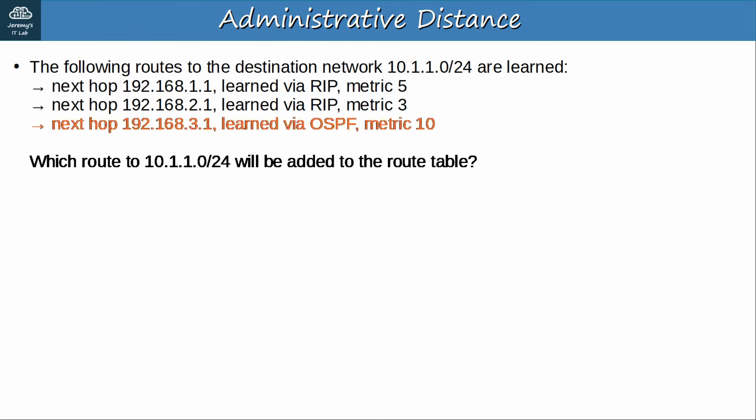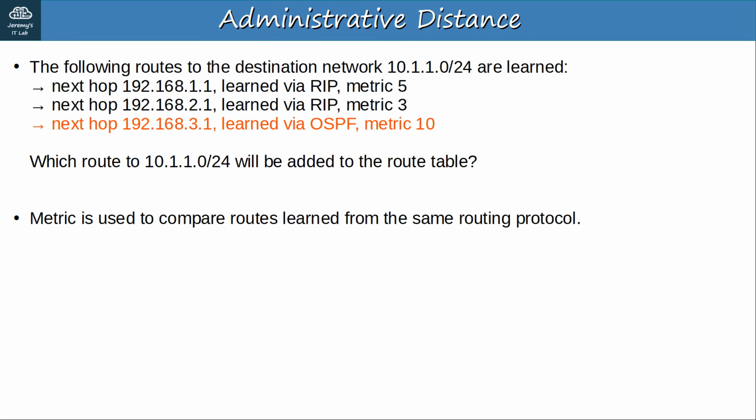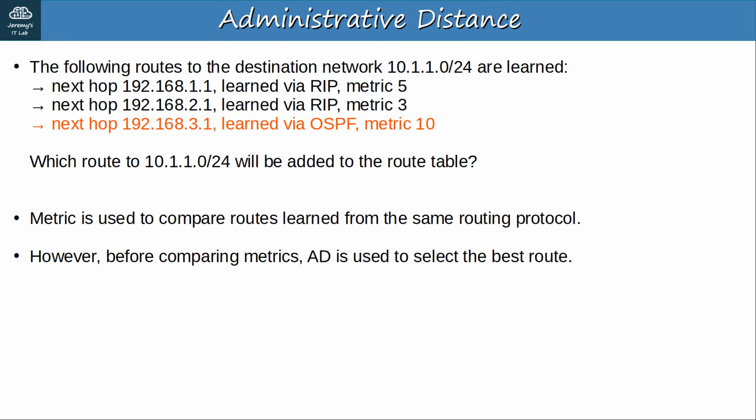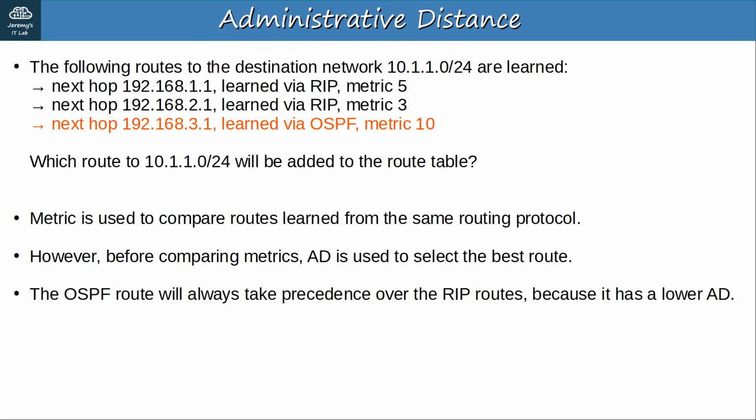Okay, so the answer is the OSPF route will be added to the route table. Metric is used to compare routes learned from the same routing protocol. However, before comparing metrics, AD is used to select the best route. The OSPF route will always take precedence over the RIP routes because it has a lower AD.